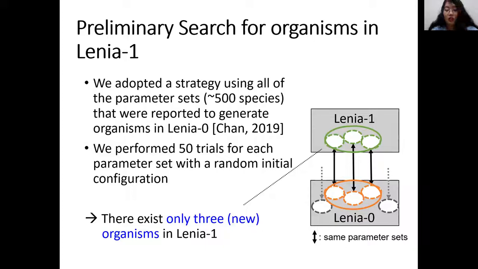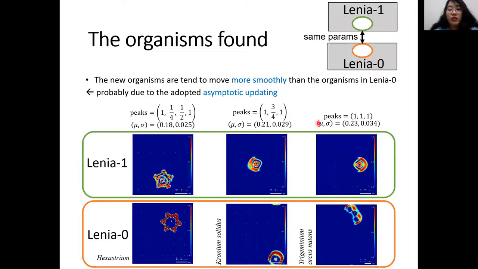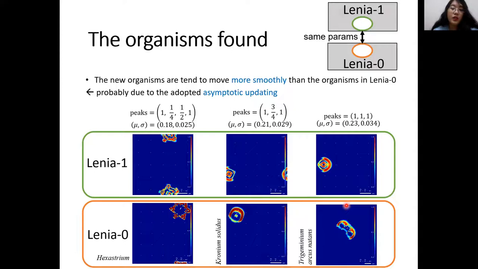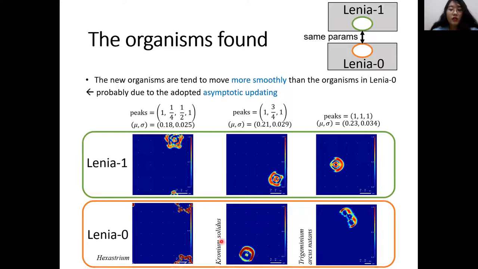These are the three organisms we found, and these are Lenia 0 organisms. We found that the new organisms tend to move more smoothly than the organisms in Lenia 0. Each pair has the same parameter set as shown here.